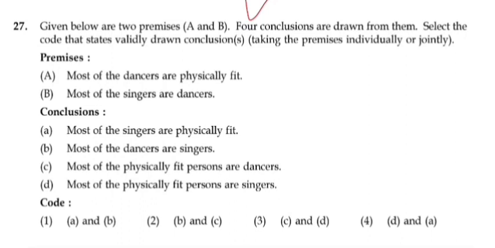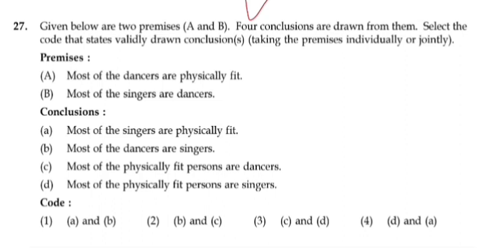27. Given below are two premises, A and B. Four conclusions are drawn from them. Select the code that states validly drawn conclusions, taking the premises individually or jointly. Premises are: A. Most of the dancers are physically fit. B. Most of the singers are dancers. Conclusions are: A. Most of the singers are physically fit. B. Most of the dancers are singers. C. Most of the physically fit persons are dancers. D. Most of the physically fit persons are singers.